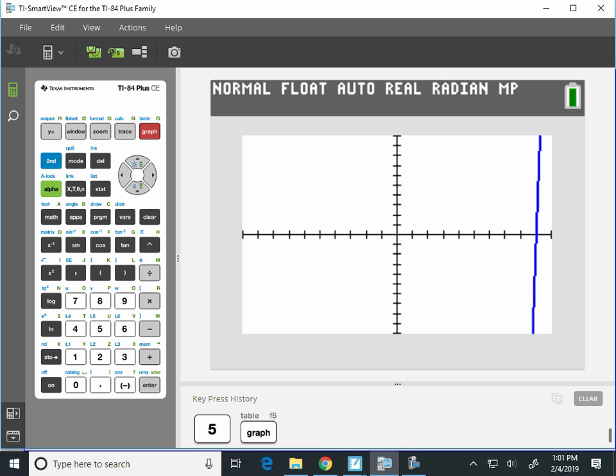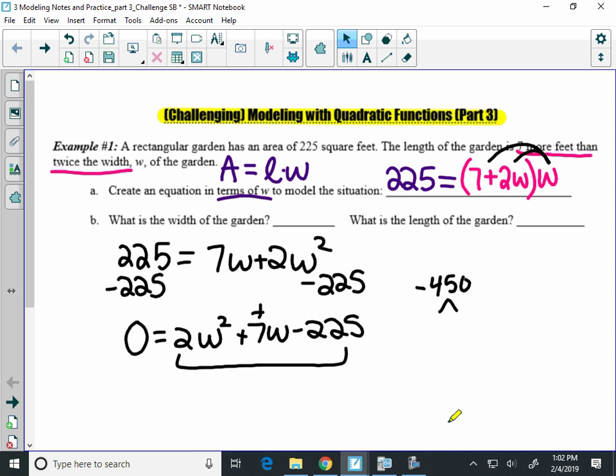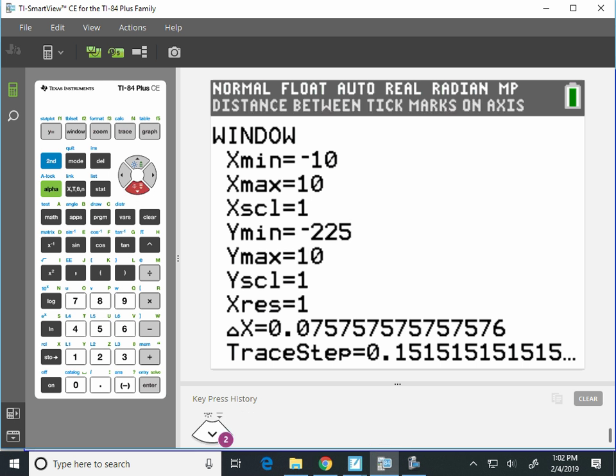Can I see both x-intercepts here? Because that's what I'm looking for to solve. No, so I need to adjust my window a little bit. First of all, when I adjust my window, what is my y-intercept of this equation? If I'm in standard form, which number is the y-intercept? Negative 225. So I at least need to make my y values go down to negative 225. So I know my y minimum should maybe be negative 225, and the x max of 10 is fine. So we'll go by, I don't know, I'll go by 25 today.